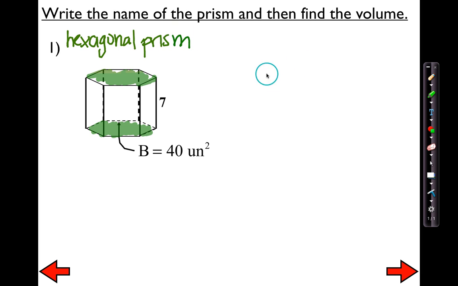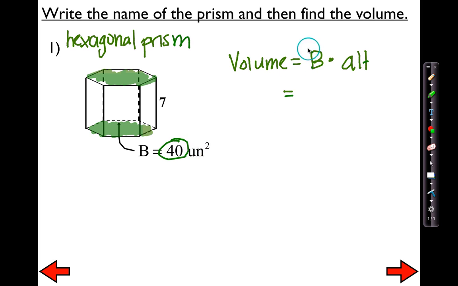Okay, so I'm going to go ahead and use my formula, which is volume equals the area of the base, which is denoted by a capital B, times the altitude, which is another fancy word for height. So, what is the base? The base is a hexagon, which they already told me the area is 40. So I'm going to replace the area of the base with 40 units. I'm going to multiply by the altitude. How tall is it? Well, it's 7. So I'm going to go ahead and multiply by 7.